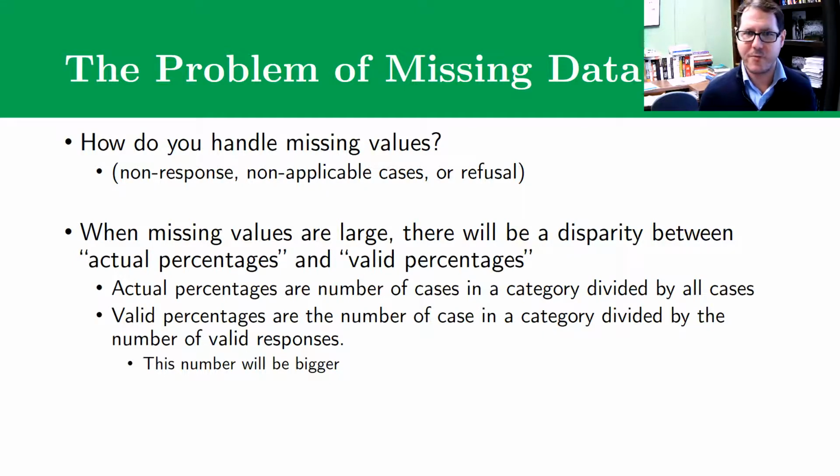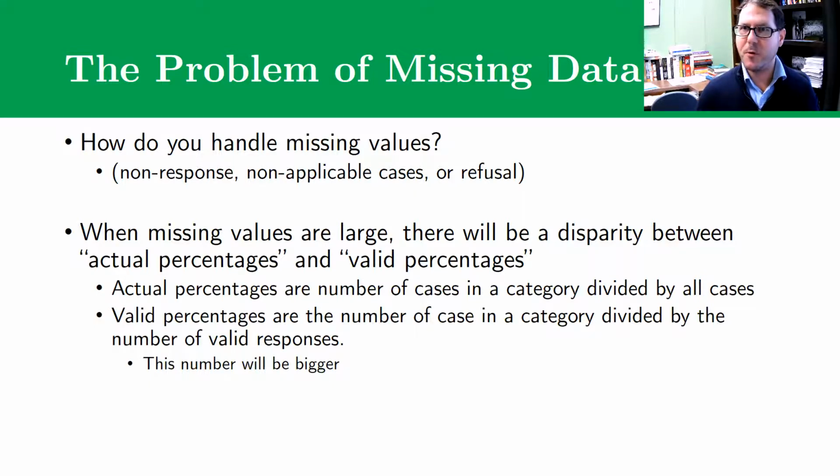And so one of the ways that we differentiate this is actual percentages versus valid percentages. An actual percentage is looking at the number of cases that have a particular value. So let's say I'm interested in people who report unemployment. And so I tally up the number of people who report that they're unemployed, and I divide that by the total number of cases in my data set. Right? That would be the actual percentage of the people in my data set. This is what percentage are claiming unemployment.